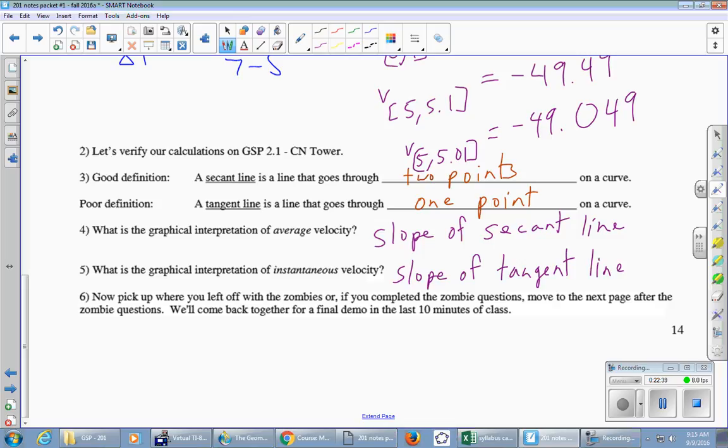Okay. All right, so number 6, you're going to pick up where you left off with the zombies. If you finish the zombies, you're going to number 9 on the next page. We're going to come back together in the last 10 minutes of class. Let's see how far you can get.